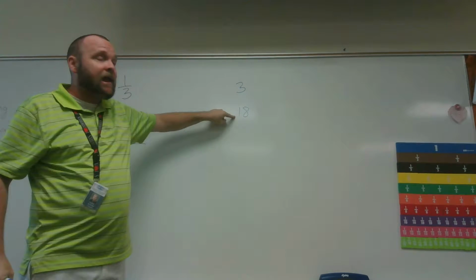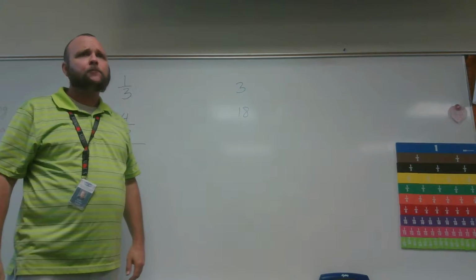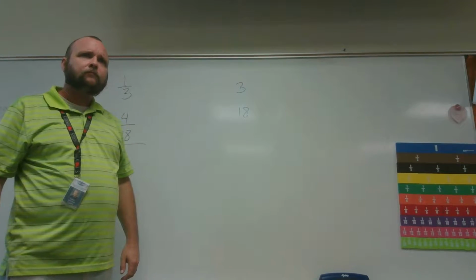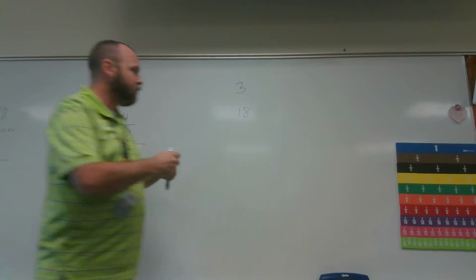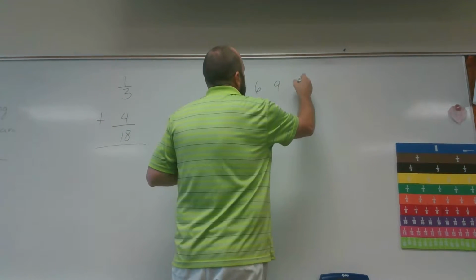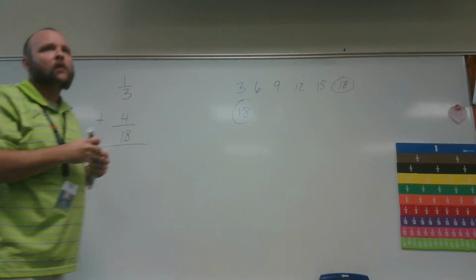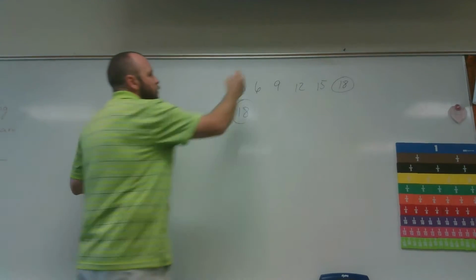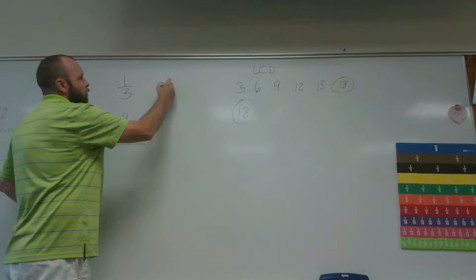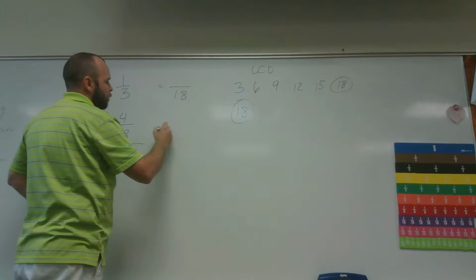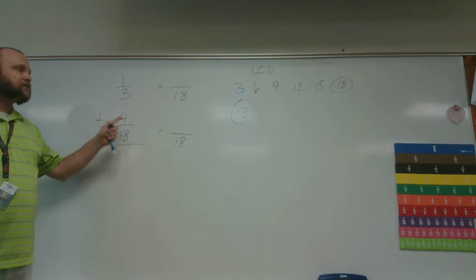Is 18 a multiple of 3? If you count by threes, are you going to land on 18 exactly? Yes, good. Because if I go 3, 6, 9, 12, 15, 18. So 18 is going to be my least common denominator. I need to change the way both of these fractions are written so that they both have a denominator of 18. This one already has a denominator of 18, so I don't have to change anything.